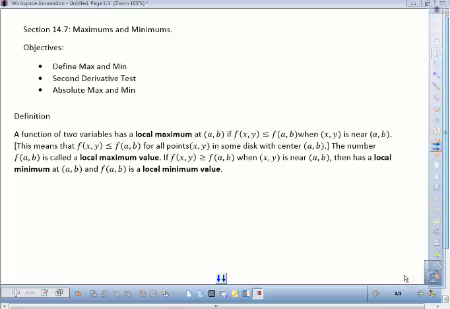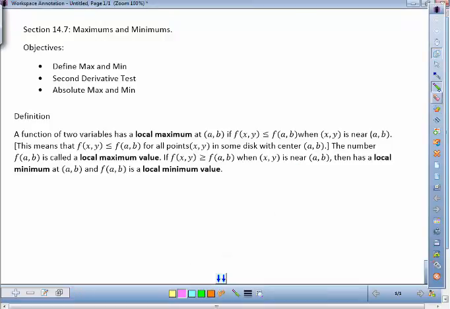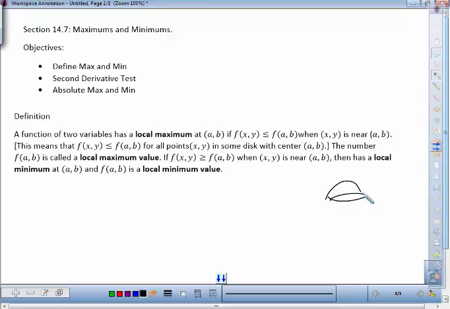So let's start with a local maximum. A function has a local maximum if all the points around it will give you other points less than the actual maximum value. So just a simple graphic of this that you can think of: we don't need the whole surface. If you just take a look at a piece of a surface, and then this is your maximum value up here.